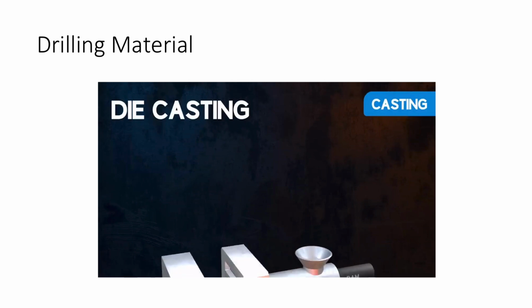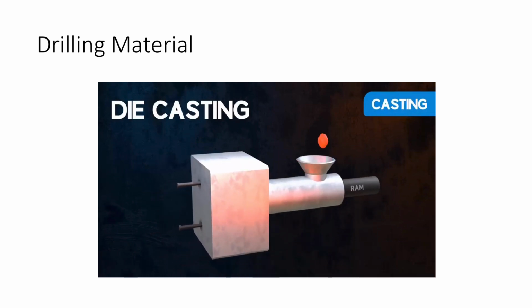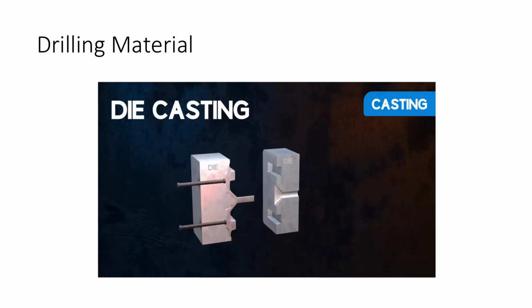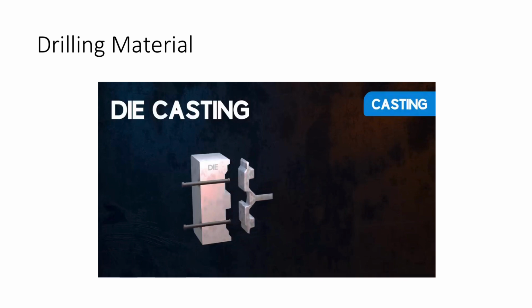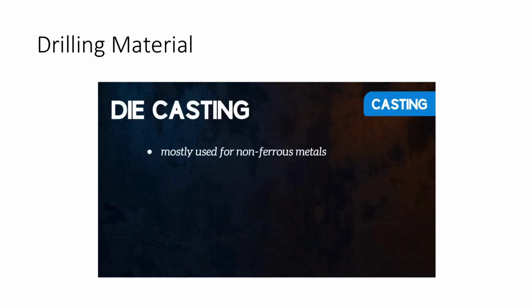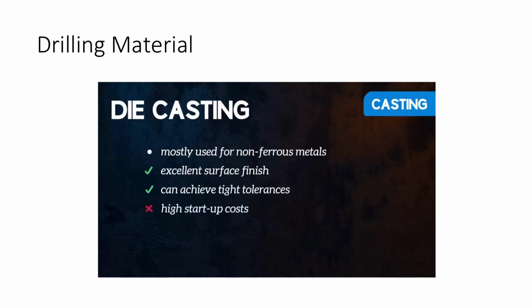In die casting, molten metal is forced into reusable metal dies at high pressure. Once the molten metal has solidified, it is removed from the mold. Die casting is mostly used for non-ferrous metals like aluminum and zinc, which have low melting temperatures. It provides an excellent surface finish and can achieve very tight tolerances, but startup costs tend to be high, so it is only really suitable for large production runs.